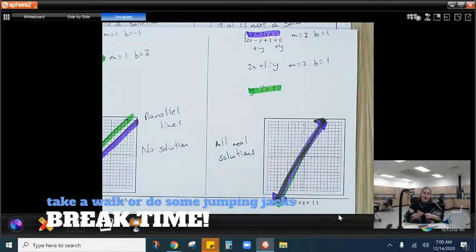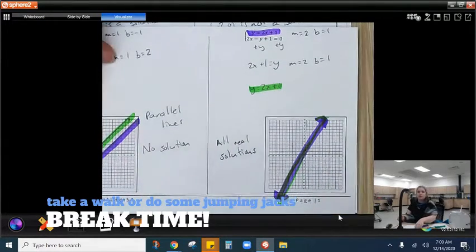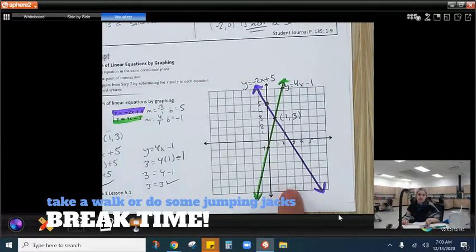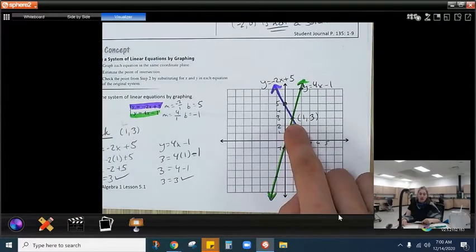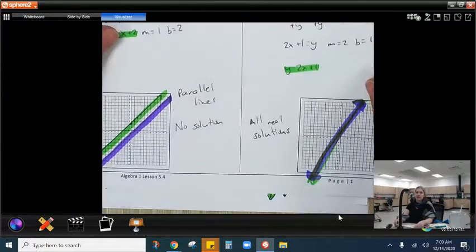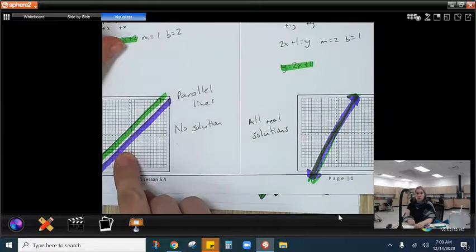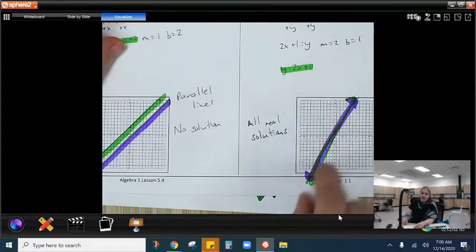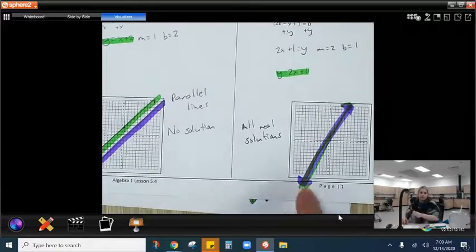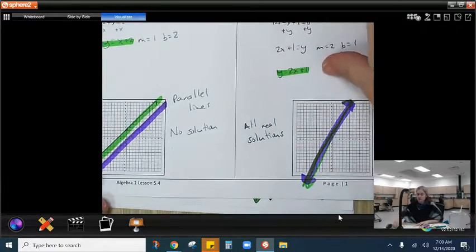All right. So I would say 9 out of 10 times you get something that looks like this. They cross, they touch there, that's their solution. But occasionally you get things that look like this, where they don't touch at all because they're parallel, or where they are exactly the same line. So, they have all solutions.